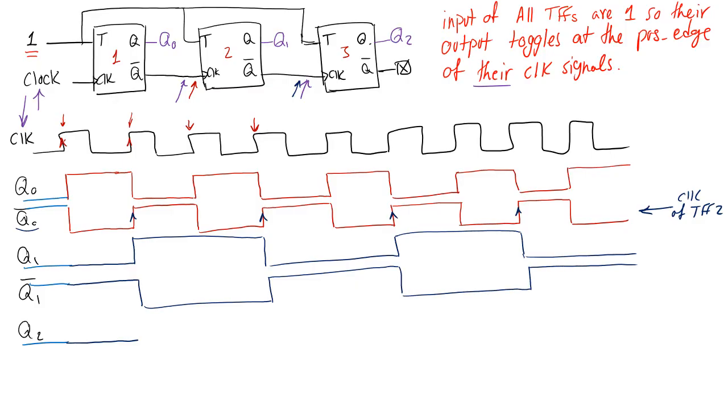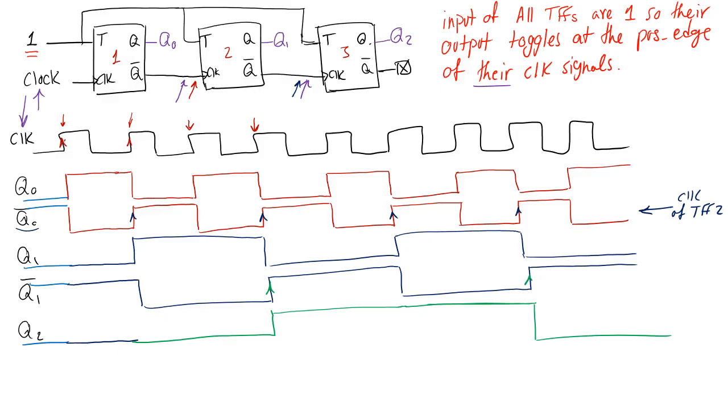Last but not least, we're going to talk about Q2, right? So Q2, well, Q1 bar is the clock of the third flip-flop, so I'm going to care about the positive edge of Q1 bar. So Q2 is going to change from 0 to 1 here, and from 1 to 0 at this point.